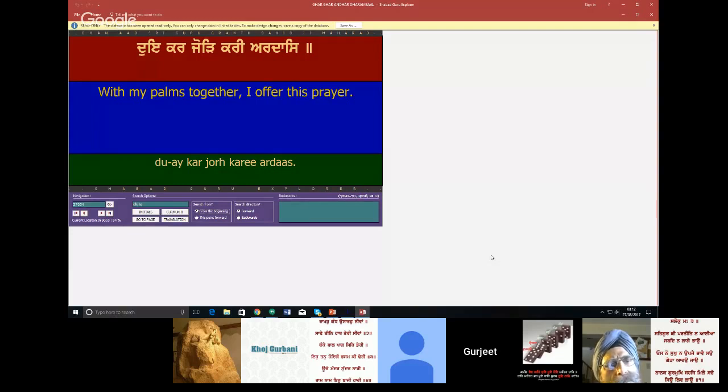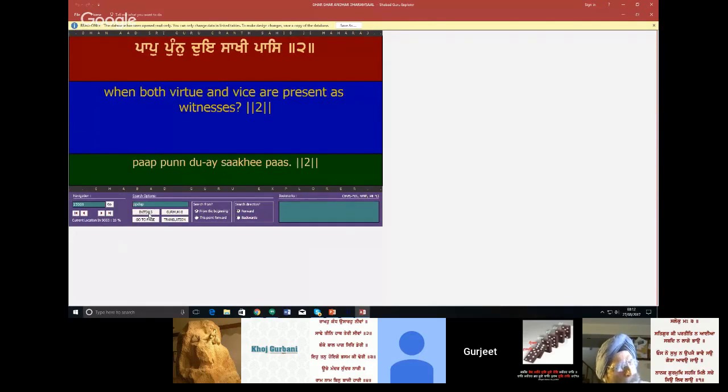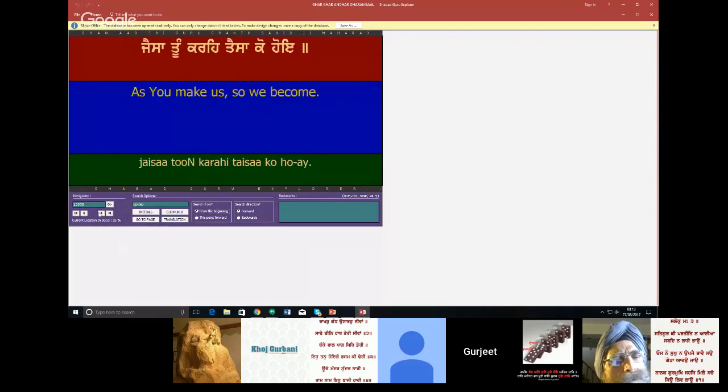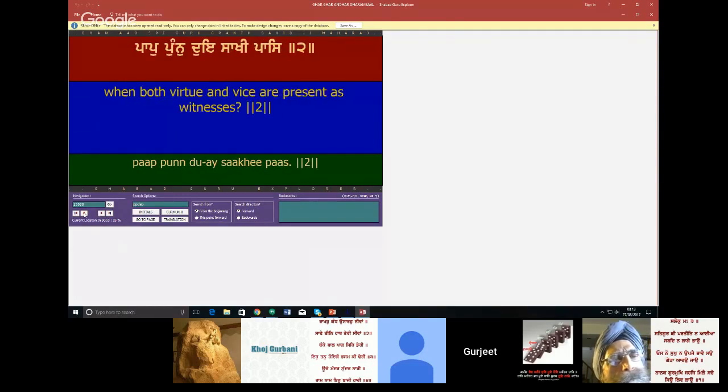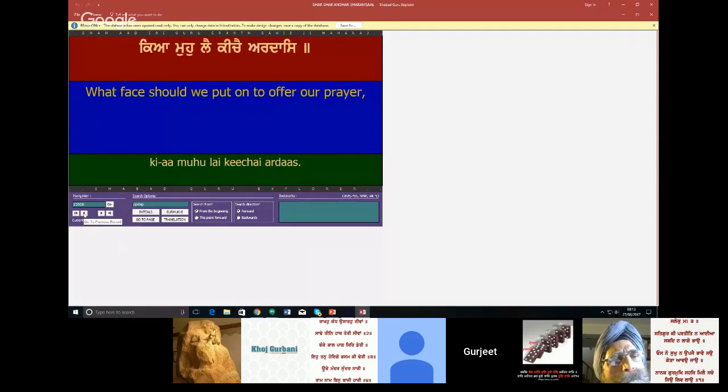There's another shabad, Paap Punna Doy Sakhi Paas. Let's see. Paap Punna Doy Sakhi Paas. That's the related one, I think it should be the other one. Sakhi Paas. Hanji. This is it. Kya muh le kiche ardas, and ardas will always be the sihari because it's a word coming from Arabic or Persian.